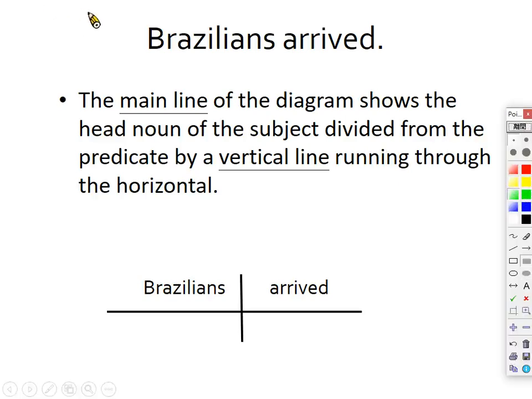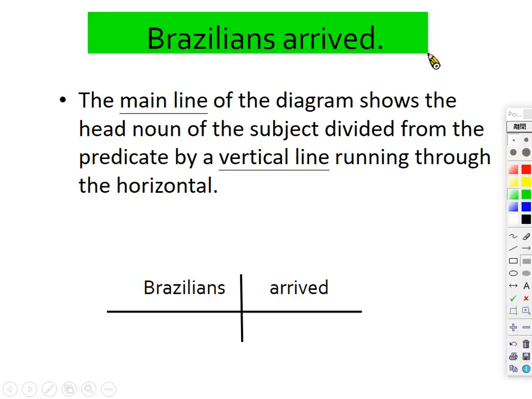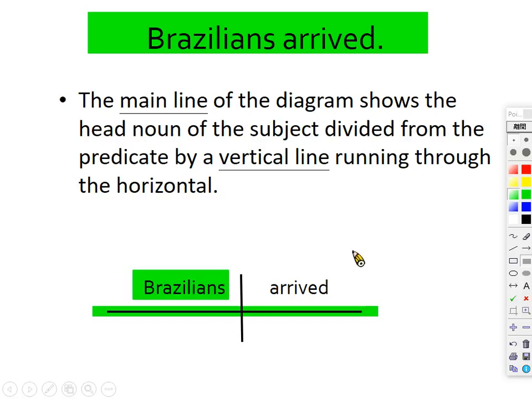So let's see this one. The first one, Brazilians arrived. Brazilian is a subject, arrived is the intransitive verb, right? Sentence pattern number 6, okay? So basically we have a main line here. Every diagramming has at least one main line. So the main line of the diagram shows the head noun, the subject, divided from the predicate, the intransitive verb. So we have a vertical line here, right?